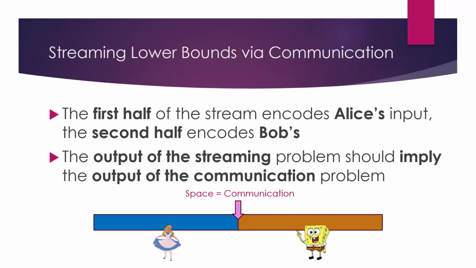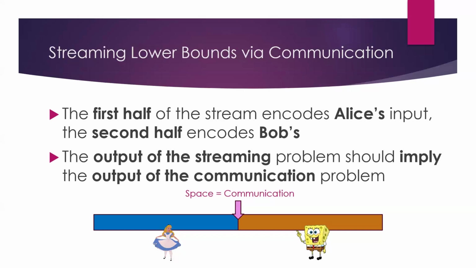Because if she would send the entire memory of the streaming algorithm to Bob, then Bob can just continue running the streaming algorithm from this point on, because Bob has the rest of the inputs. So what would be the communication that Alice would need to send to Bob? Simply the space used by the streaming algorithm in one single location. So this is just the space used by the algorithm.